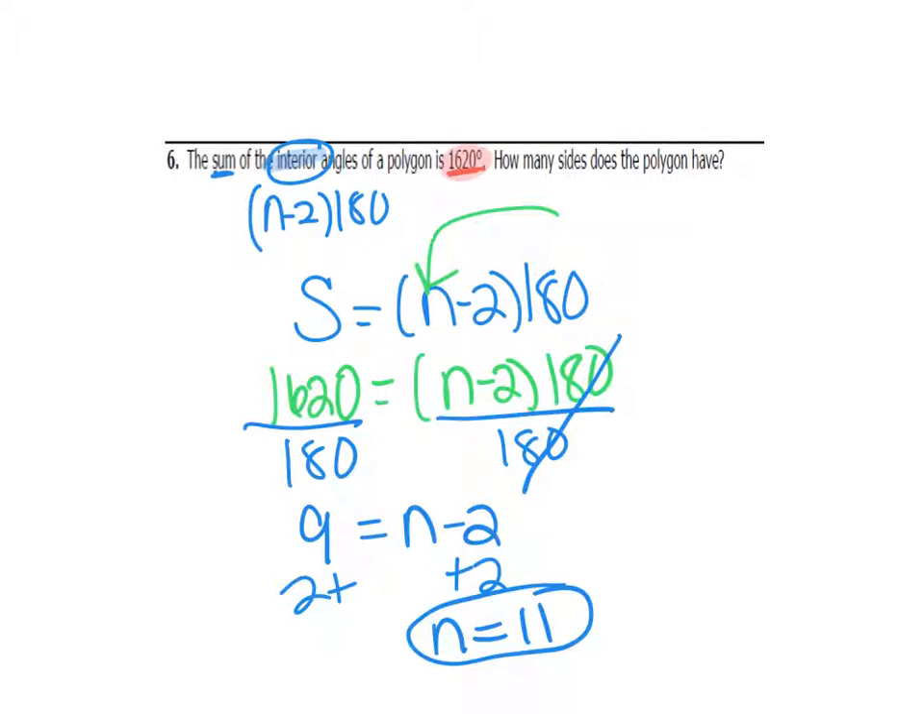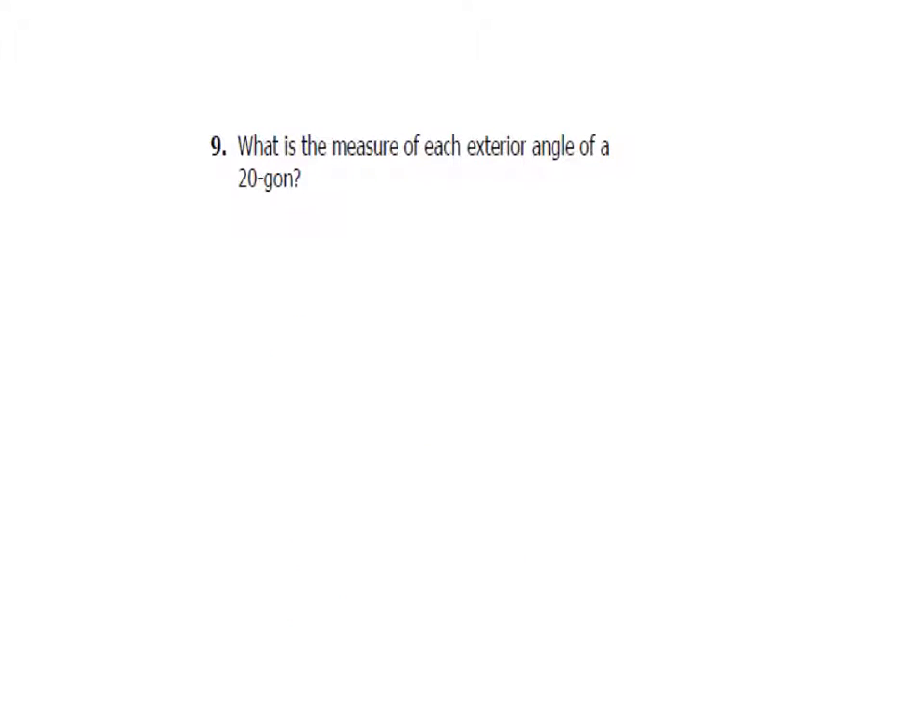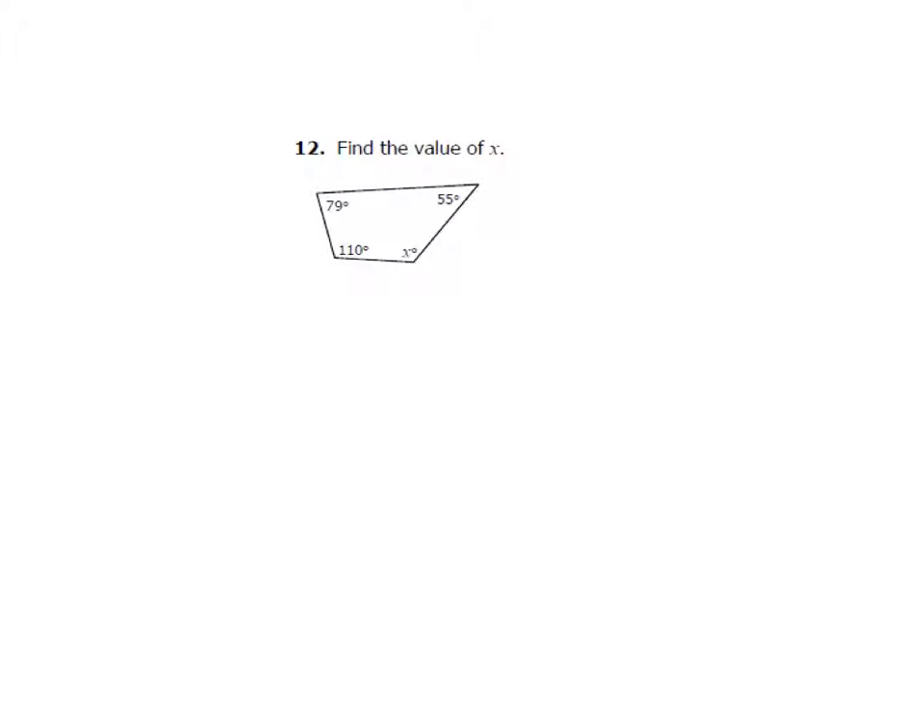What I like about this is if you look at our original formula that we kept starting with, n minus 2 times 180, when they give me the sum of the angles, the very first thing that I do, instead of multiplying by 180, check it out, I divide by 180. So it's like the inverse operation. What is the measure of each exterior angle of a 20-gon? It's number 9. I want you to do that and show it to me. And the last one, number 12, I want you to follow me.